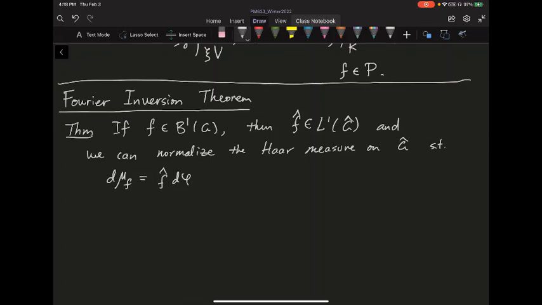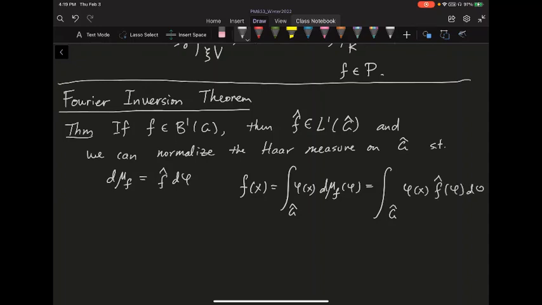In other words, so if you recall how you define this mu f, so your f of x can be recovered using this d mu of f. So if you want to recover f of x, you integrate the character evaluated at x, okay? You integrate over G hat using this mu f. And it turns out your mu f is just f hat. So what you can do is you write this nice formula. So you have the f hat of phi d of phi. Okay, so sometimes the Fourier inversion is stated this way.